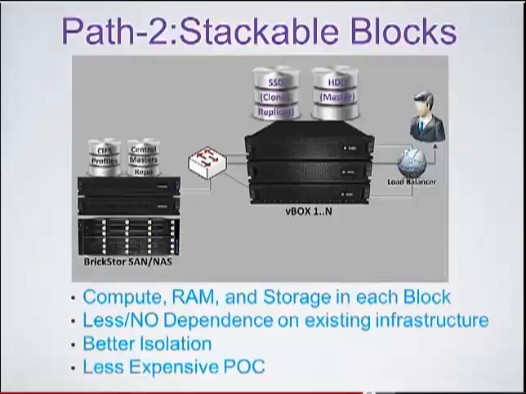The second path, which I think is the ideal path in most situations and kind of has a shared nothing type architecture, is the stackable blocks. What happens here is each block on the right, if you look at the center of the screen, has a copy of the master and the link clones. Your desktop compute, your RAM, and your storage, or your desktop is being presented out of that. That's where I have labeled the VBox. So each of those VBoxes has everything you need to handle a VDI user.